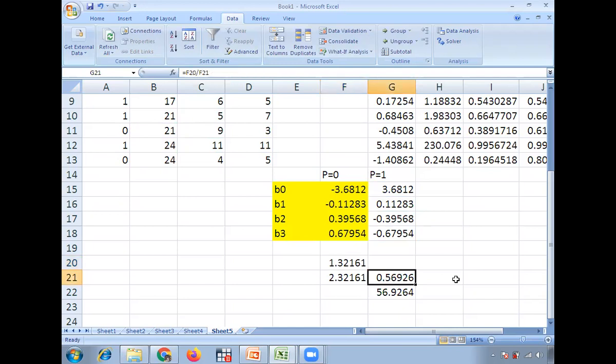Then we are getting 0.56. So any value more than 0.5 means the farmer will adopt technology. Some weird combination we are getting because it's hypothetical data. So 0.56, this means what?